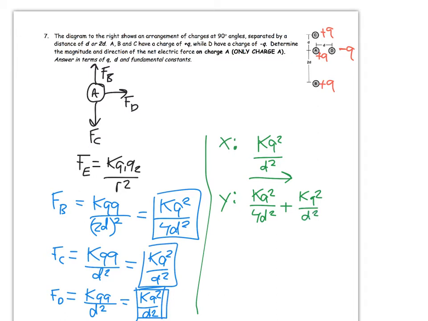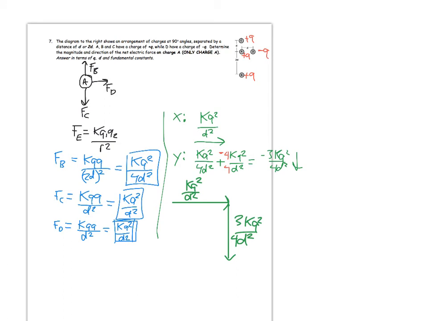I'm going to go ahead and multiply top and bottom by 4 to give this a common denominator. And since it's going down, it should be negative. And so we end up getting a net force here of negative 3kQ squared over 4D squared, which just indicates that it's going down. We can then go ahead and combine those two forces. So those two vectors combine like that, and then our overall is going to be going down at an angle, something like that. And so we can then use Pythagorean theorem to get the magnitude here.